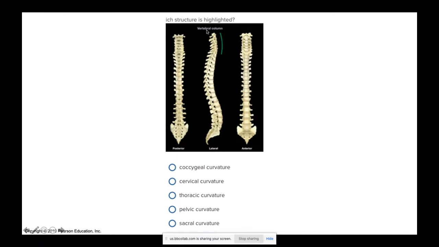And from the side view, we can see the cervical curve, the thoracic curve, and the lumbar curve. Remember, there are 7 cervical vertebrae, 12 thoracic vertebrae, and 5 lumbar vertebrae. The cervical curve is called the cervical lordosis, and the lumbar curve is called the lumbar lordosis. Both cervical and lumbar lordosis arc or curve in the same way. The thoracic curve and the sacral curve are called kyphosis or kyphotic.